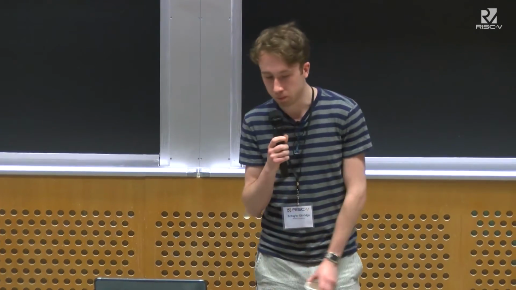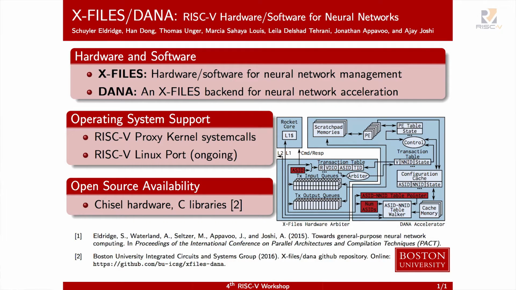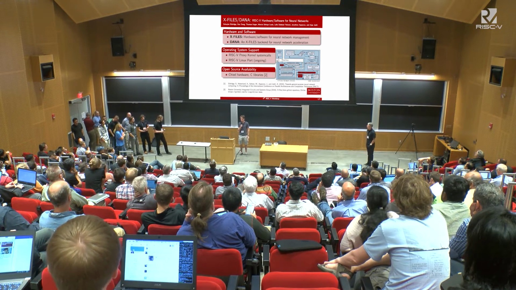People care about neural networks, but basically what we have, if you're familiar with Rocket, as everyone's been talking about, is a plug-in accelerator that deals with multiple transactions. So basically it's a multi-context accelerator for dealing with neural networks. And then one backend for that, called Dana, accelerates fully connected multi-layer perceptron neural networks.